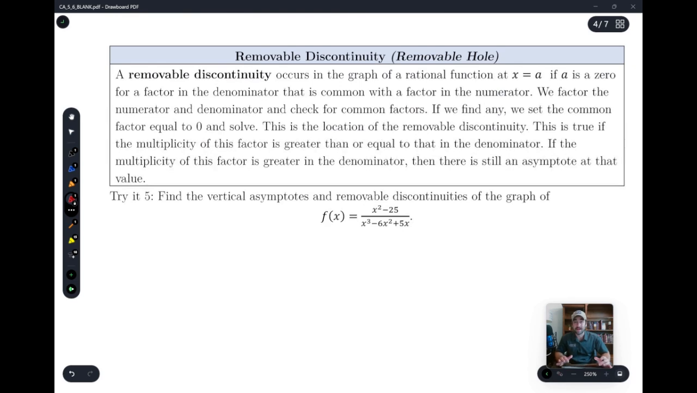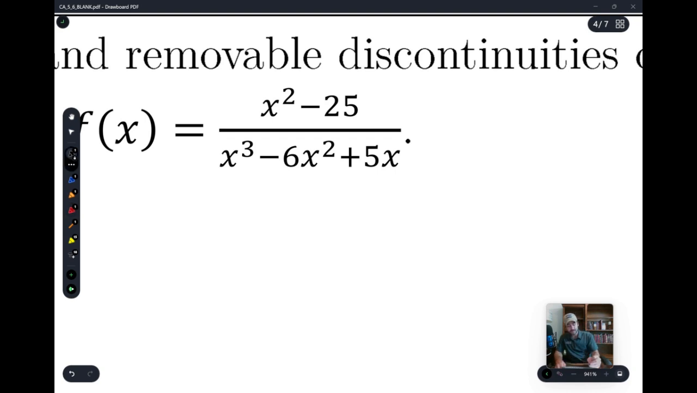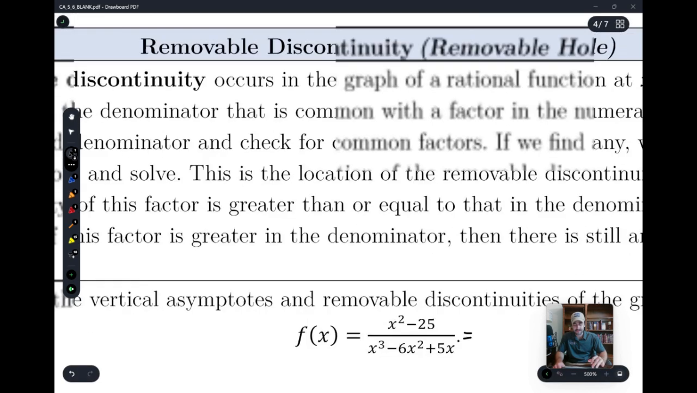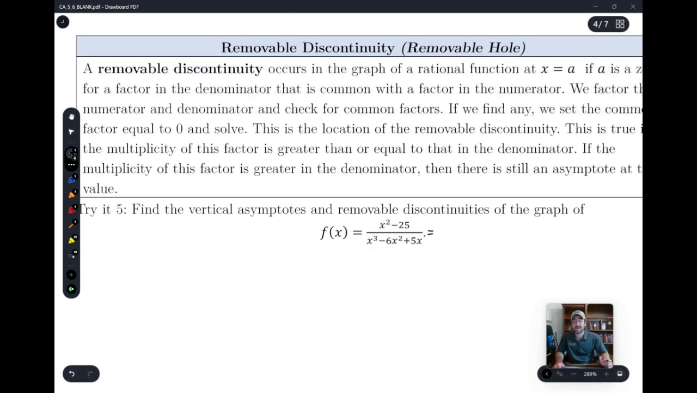All right, now we're going to find out, well, how do we know what happens there? What's interesting that's happening there? And so for that, we are going to have to factor. We have to factor the top, we have to factor the bottom, and look for those holes again. So here we have a definition of removable discontinuity, but we're going to talk about vertical asymptotes in the same step, because if you don't have a removable hole, you've got a vertical asymptote. And we'll even talk about how to define what type of vertical asymptote.